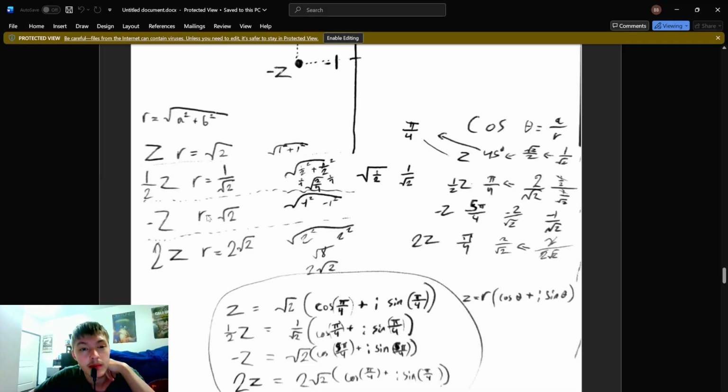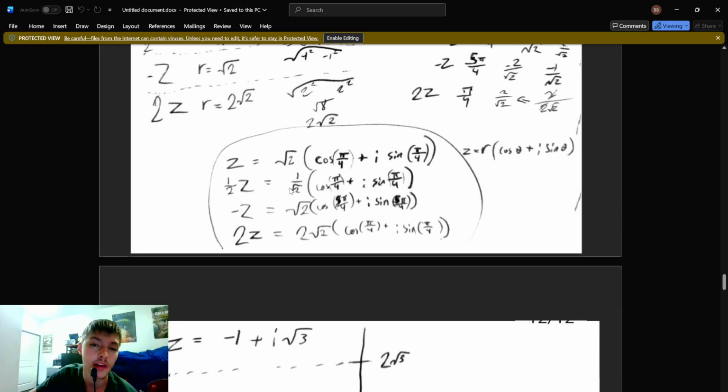These are the radius. These are all of the moduluses. These are the arguments.